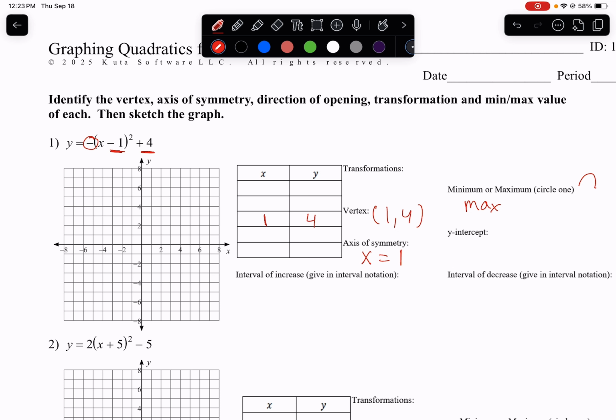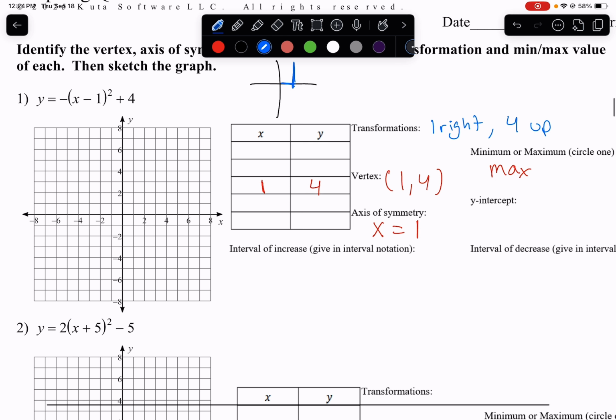And then for our transformations, we can use our vertex to figure out up, down, left, right. So if our vertex is 1, 4, we go 1 to the right and 4 up. Additionally, we have to look at this number out in front. It's negative, which means that we have a reflection. And there's no other number in front, which means it's a 1, so there is no stretch and no compression. So it's just the normal amount of width.